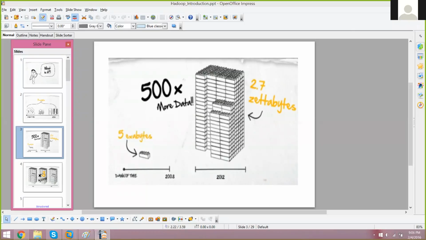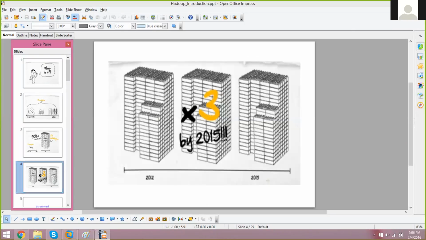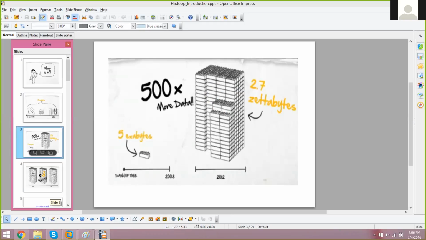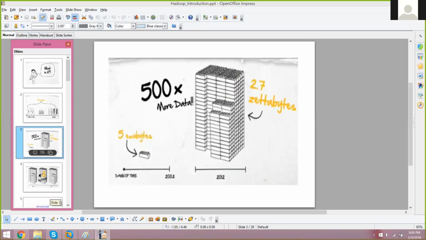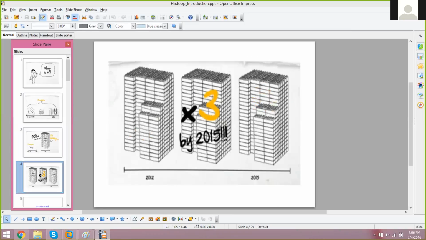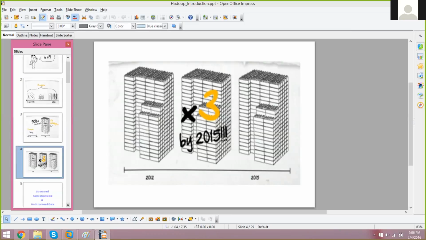Just think how it is increasing. Drastically increasing, right? Exponential growth, right? In those 10 years. But from 2012 to 2015, within 3 years, it again increased 3 times over the 500 times of 10 years of data. Just visualize how much data is going to be generated in 2016 and 17. Getting my point? 5 more times or 6 more times.